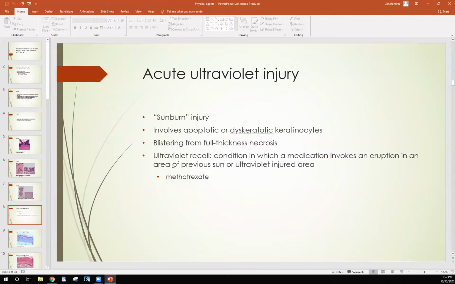And then there's this interesting thing called ultraviolet recall, which is a condition where you get an eruption in an area that's been previously sun damaged because of the introduction of some medication, a chemotherapeutic agent, often methotrexate. And this is related a little bit to something I'll talk about later called radiation recall. So it's something to be aware of.